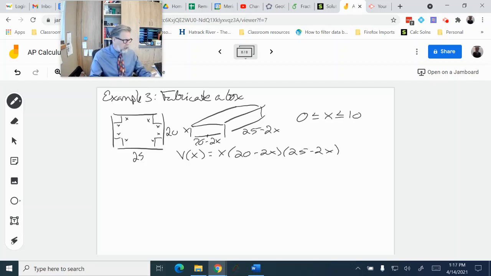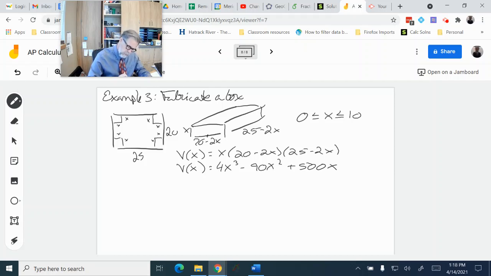So if you think about our strategies, we drew a picture, we defined a variable, we read the problem carefully, and we're trying to maximize volume. This is everything we need to know. So I'm going to multiply out. I could theoretically take the derivative of that, but it's an awful lot easier in this case to multiply out and write this as a cubic.